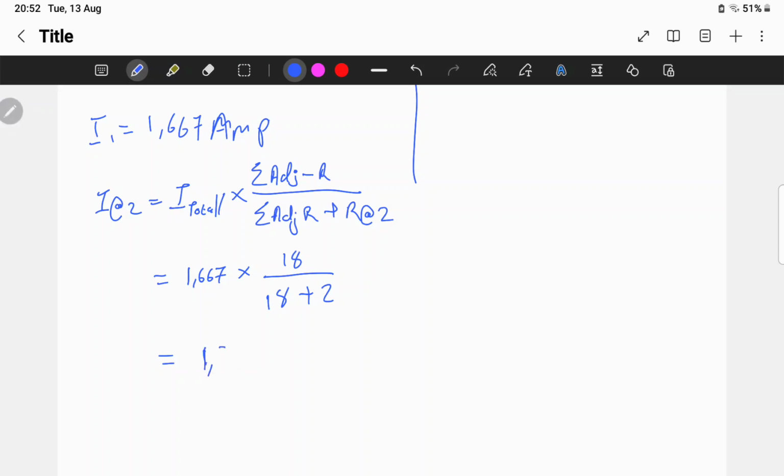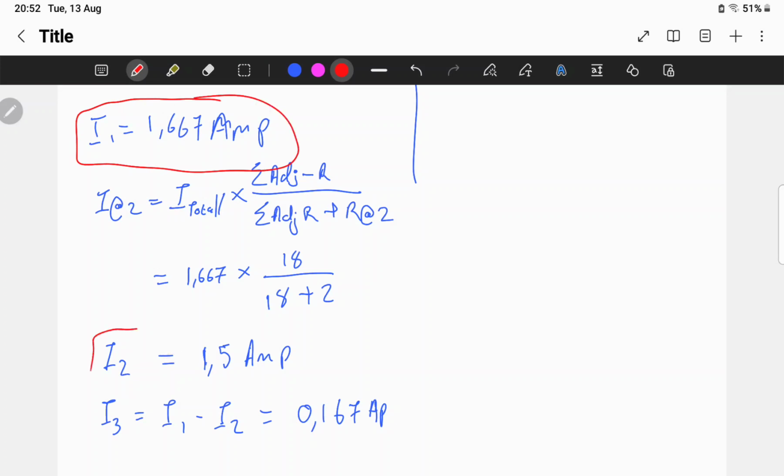1.5 amps. So this is your I2. Your I3 is equal to I1 minus I2, which is equal to 1.667 minus 1.5, and we have 0.167 amps. So we have our I1, I2, I3.